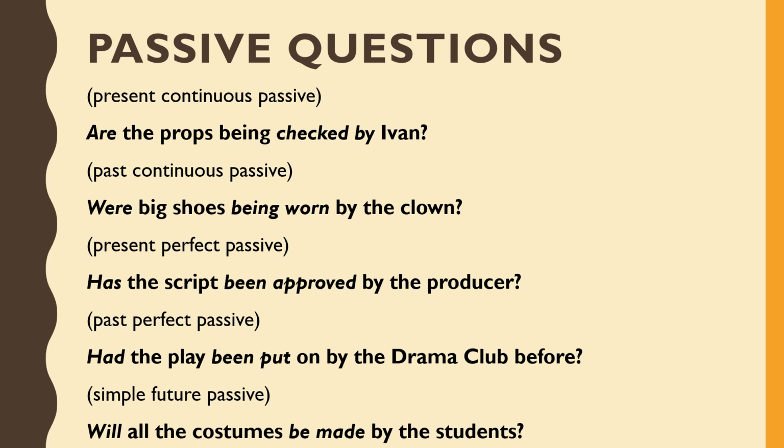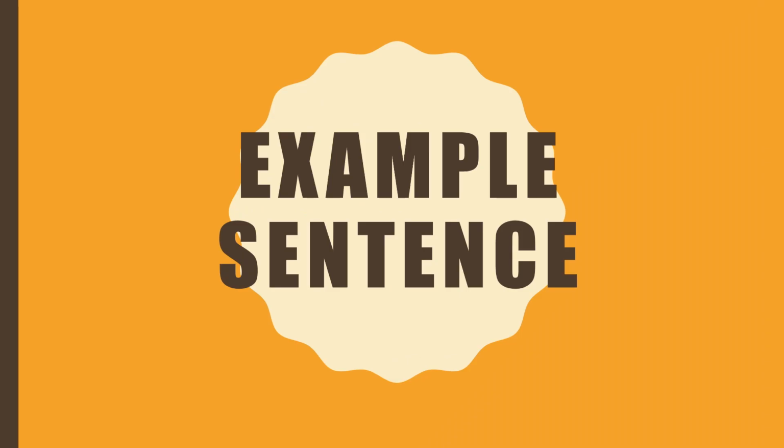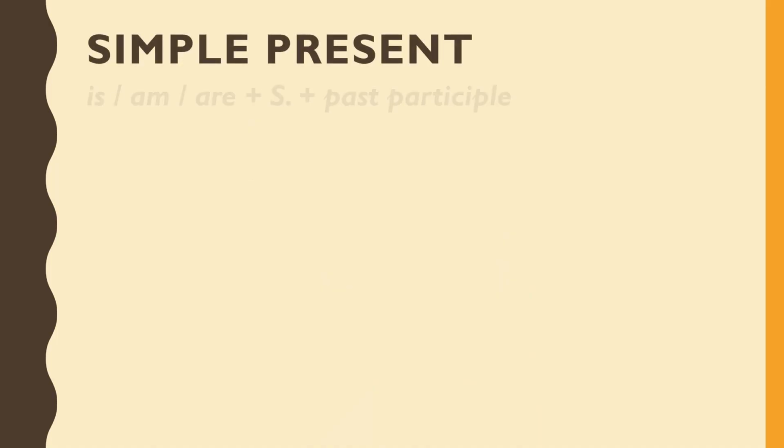We form questions in the passive voice by changing the order of the subjects and the first auxiliary verb. We put the first auxiliary verb to the front, followed by the subject and the rest of the verbs. So, how can we form questions from a passive sentence? Let's start with the present tense.